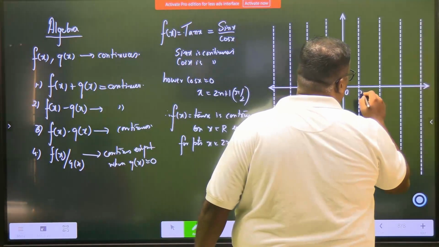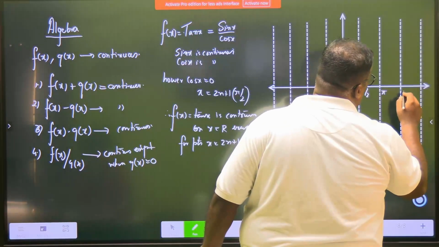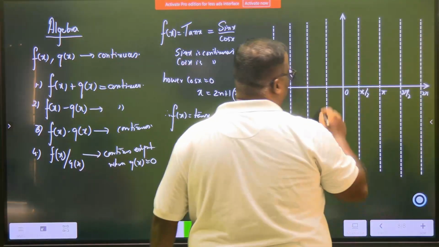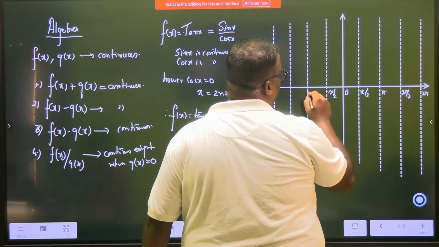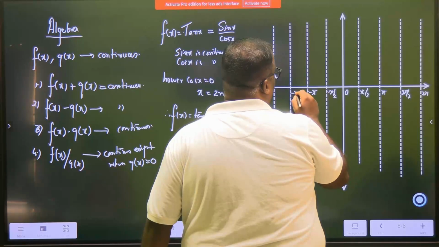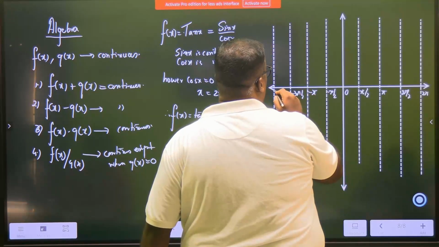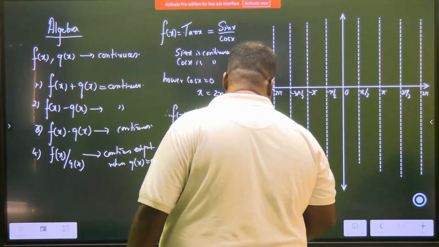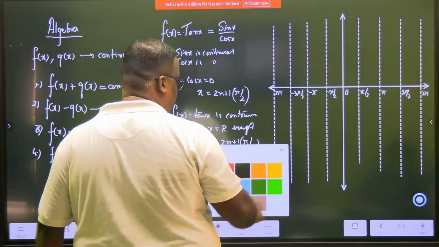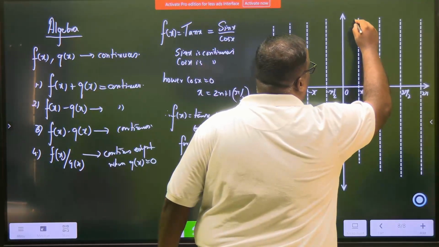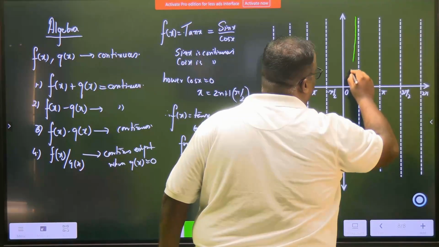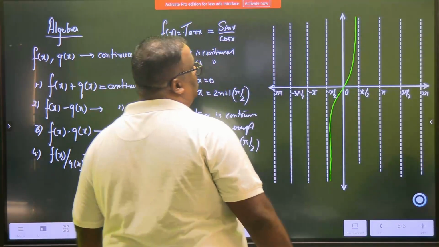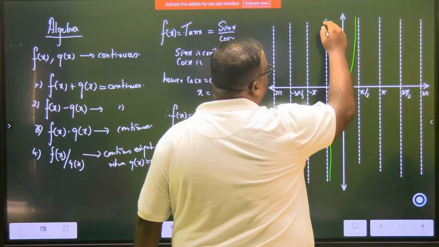Zero, pi by 2, pi, then 3 pi by 2, 2 pi, minus pi by 2, minus pi, minus 3 pi by 2, and minus 2 pi. Tan 0 is 0. Tan is defined for 0. But sir, there is an issue. What is the issue? The tan graph will always come like this and go like this. Sir, how about tan pi? Tan pi is 0.